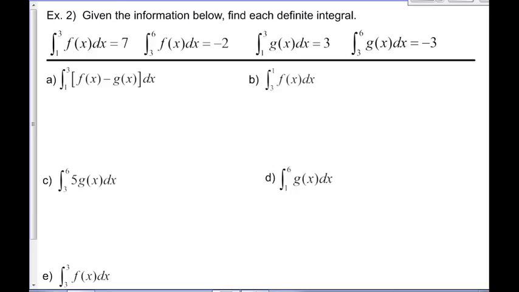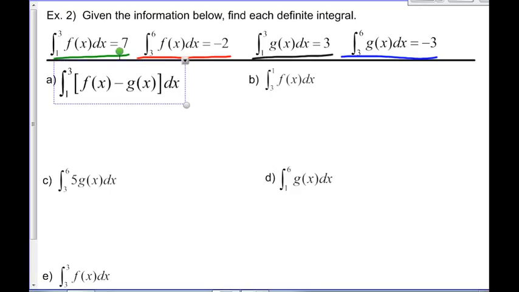Let's suppose that we don't know anything about these curves f and g. We just know that the integral from 1 to 3 on f is 7. The integral from 3 to 6 is -2 on f. So the net amount of area is going to be more below the x-axis. On g of x, we know that from 1 to 3, it's 3. And from 3 to 6, it's -3. And then we're asked to find the integral from 1 to 3 of f of x minus g of x. So we're going to put these properties to use.